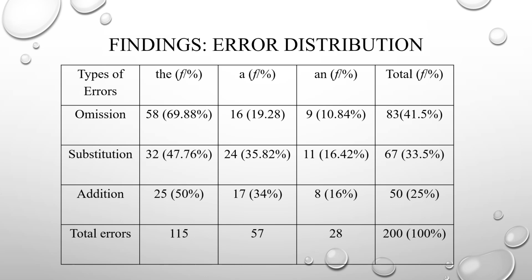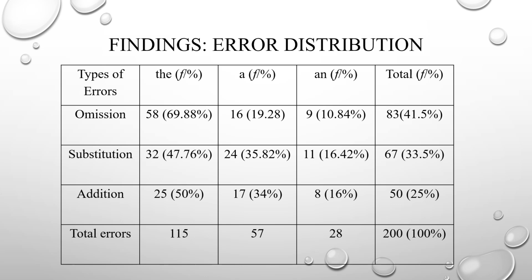Here we see the distribution of errors across omission, substitution, and addition. Omission errors were the most frequent, making up 41.5% of all cases. Notice that within omission, the definite article the was most often missing, with 558 instances, which is nearly 70% of omissions. This shows learners struggle most with expressing definiteness.